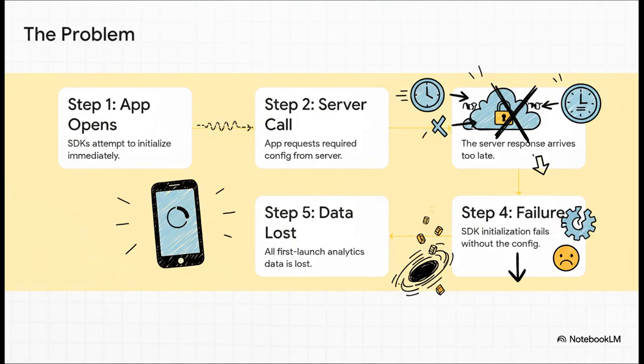It's basically a race condition. The app opens and your analytics SDKs immediately try to wake up. But oops, they need an API key from a server configuration, which the app hasn't gotten yet. The config arrives a split second too late, the SDKs fail to initialize, and boom, all that precious first launch data is gone forever. And the fix?